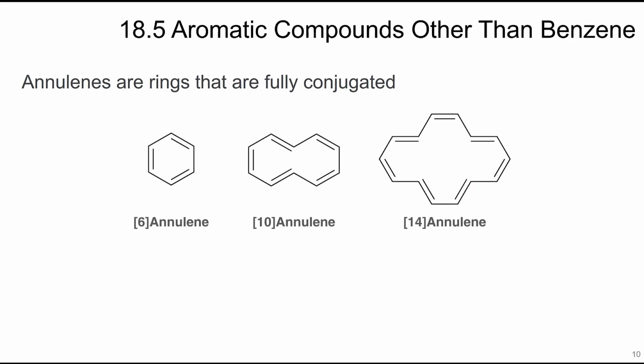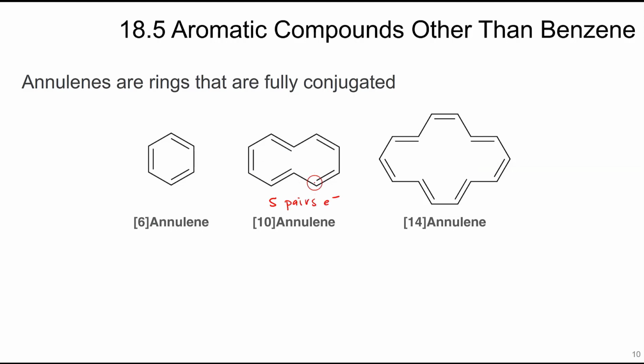Aromatic compounds don't have to be just benzene. Annulenes are rings that are fully conjugated, and they are bigger than just the benzene. So you can see the alternating single bond, double bonds here in the 10 annulenes. So there's 10 carbons here. This one has 14 carbons. This one has 5 pairs of electrons.